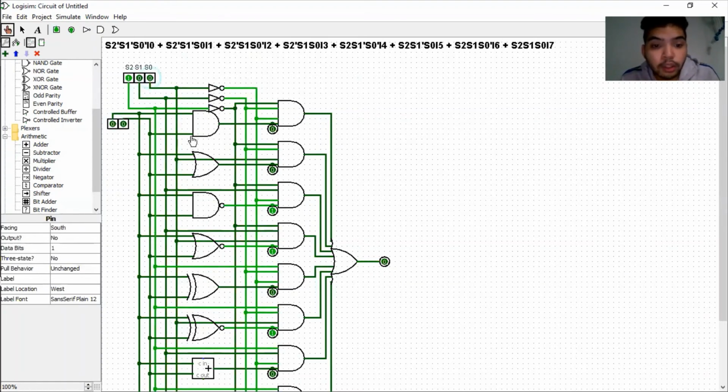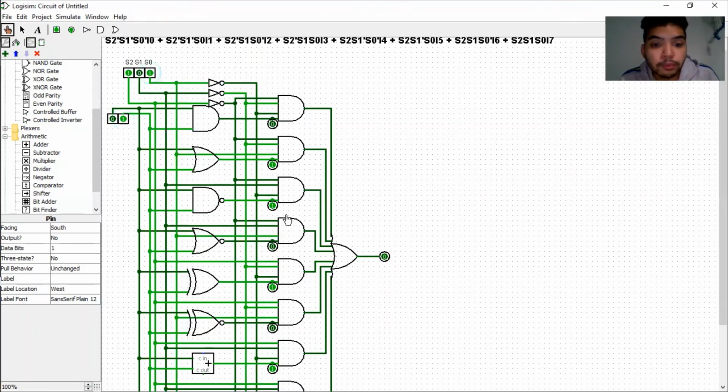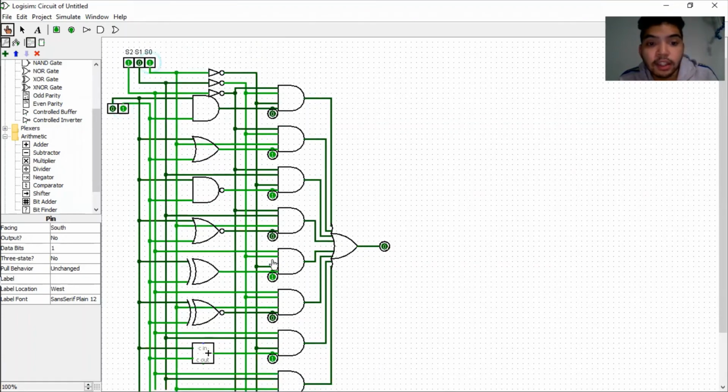Now, here for our fifth input, since it is 0, our output must be 0. Since the input is 1, our output must also be 1. For the sixth input, our input is 0, our output must also be 0. But if the sixth input is 1, our output must also be 1.